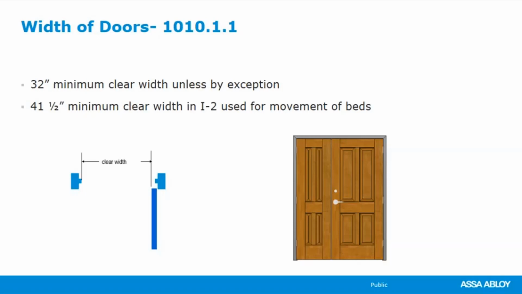If you do have an I2 occupancy, which is hospitals and nursing homes, in areas that are used for the movement of beds, the minimum clear width is 41.5 inches, and you'll need to apply that to the egress calculator because it's an exception. If you know that it's an I2 occupancy for the movement of beds, make sure to make that adjustment. And it is shown on the occupancy tab so that it reminds you to do that.